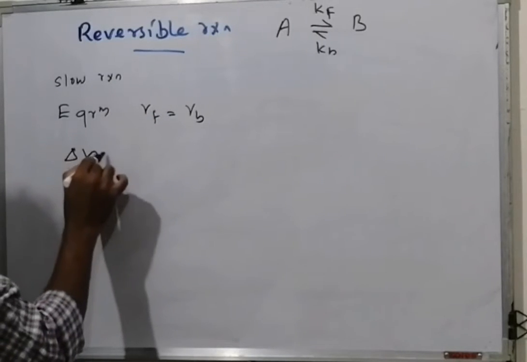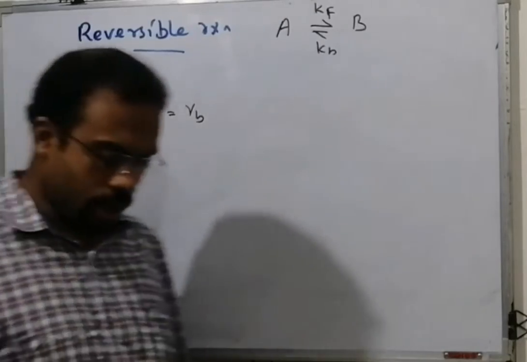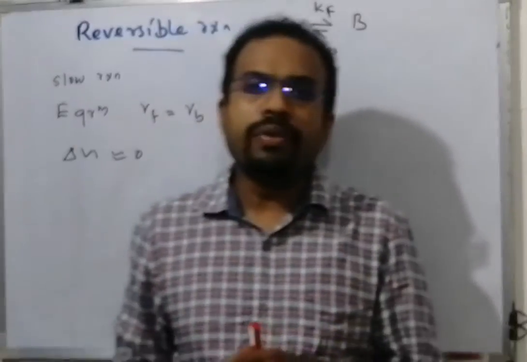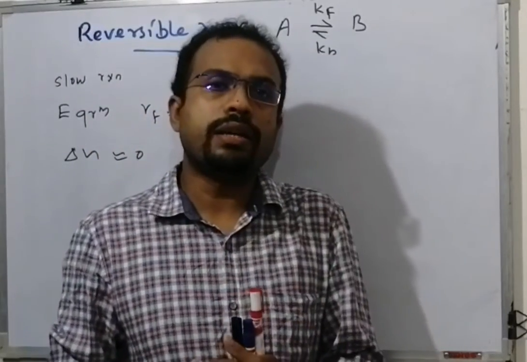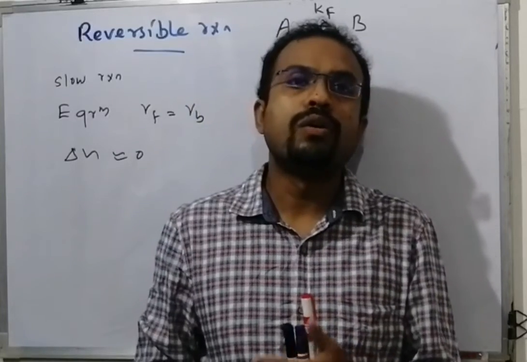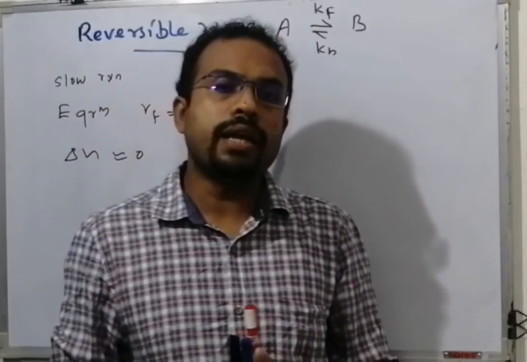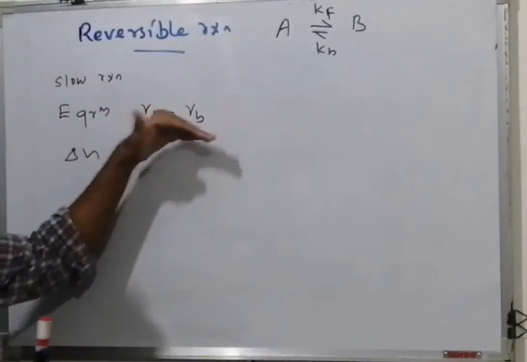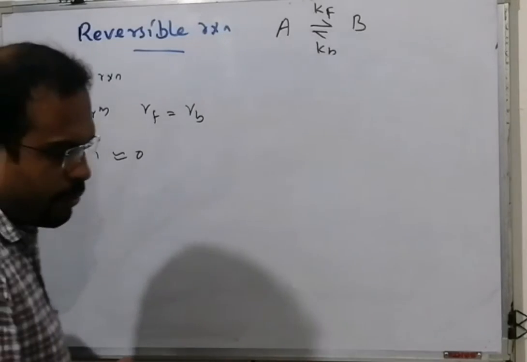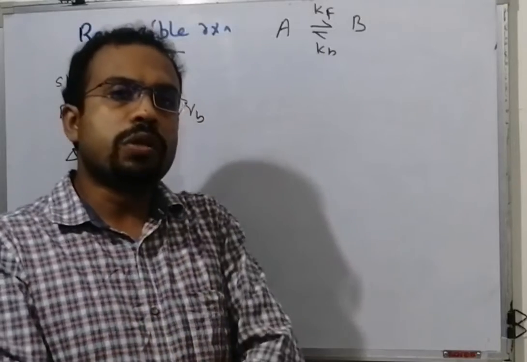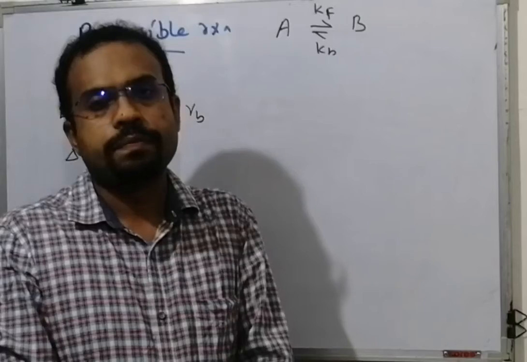And delta G is very small, almost equal to 0. If it is equilibrium, delta G is equal to 0. Therefore, a reversible reaction is a reaction which takes place in the backward direction and the forward direction, and it attains an equilibrium when the rate of forward is equal to the rate of backward. Therefore, this type of reaction also requires a special kind of treatment for its chemical kinetics.